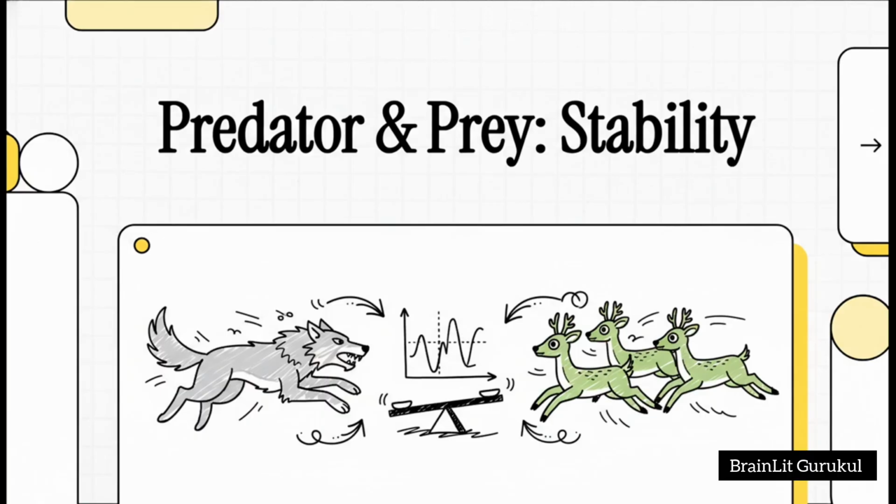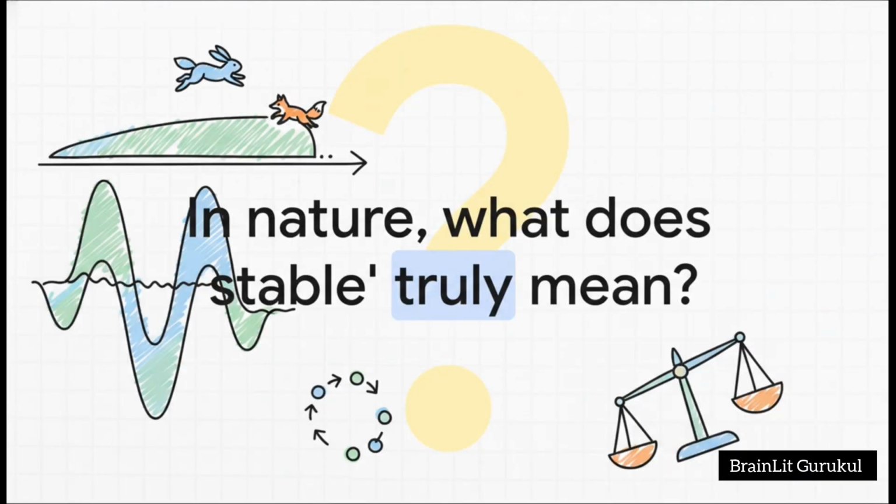Let's dive in. So let's start with a really fundamental question. When we hear the word stable, we usually picture something, well, flat, unchanging, a predictable straight line. But is that what's really happening out there in nature? We're about to find out that true stability is actually a moving target.